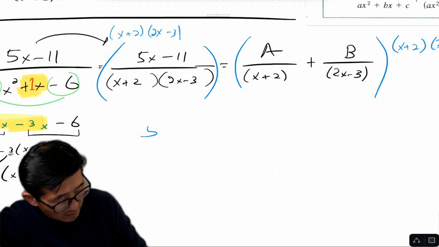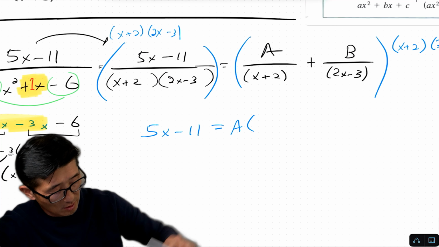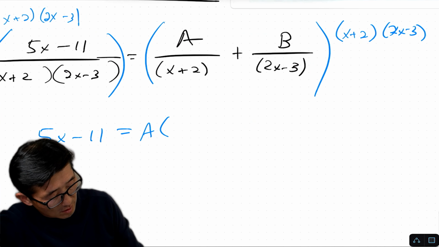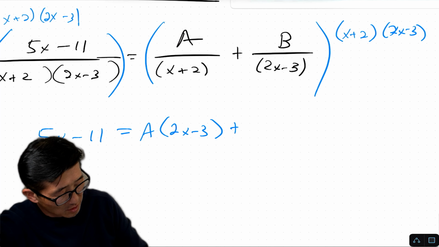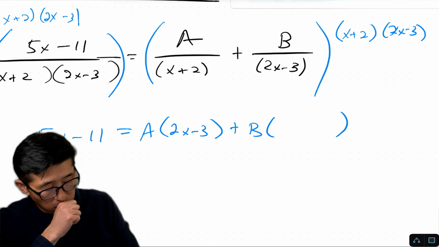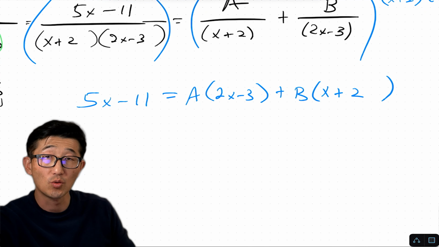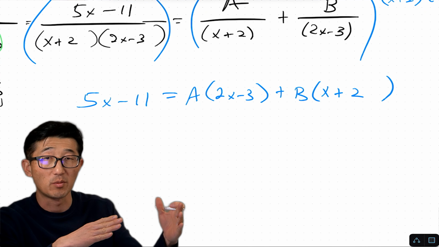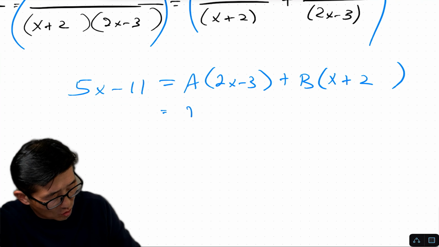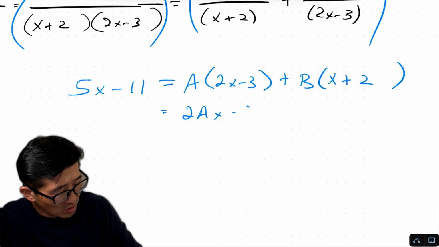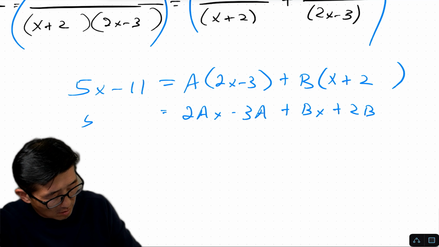So 5x minus 11. On the right side, it'll be A times, can you give me the number? 2x minus 3, plus B times x plus 2. There you go. Okay, now the goal is to match up the left side with the right side. Remember that? Yeah. So just distribute this out first. So this will be 2ax minus 3a plus bx plus 2b.